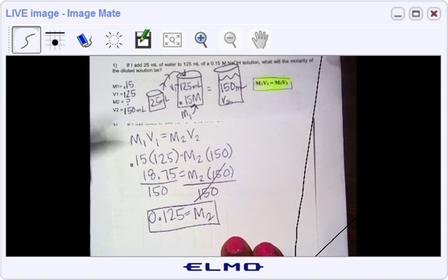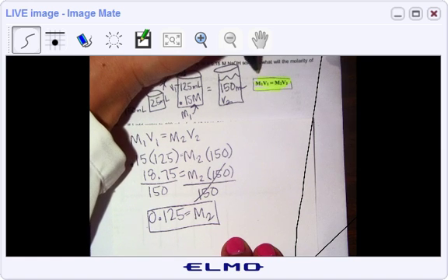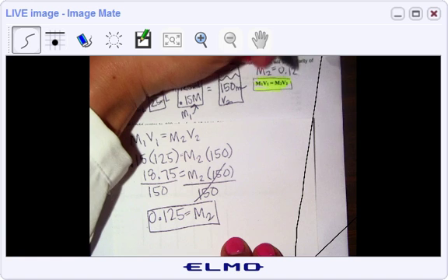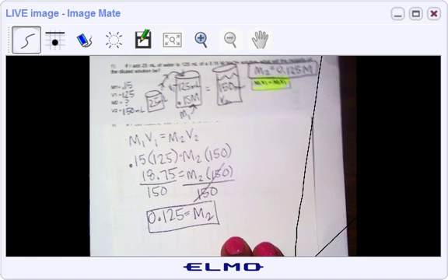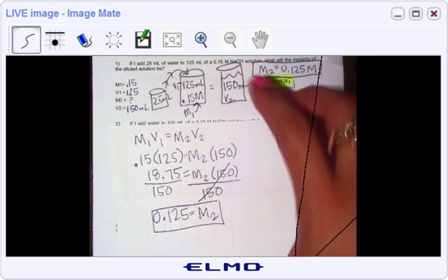Okay, start with the formula, plug in the numbers you do have, move some things around algebraically, and you'll get your final answer. Okay, if you know what you're doing, you can go on, but I'm going to continue to do some.